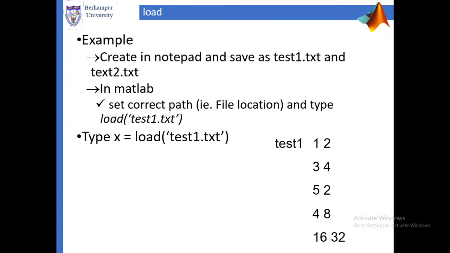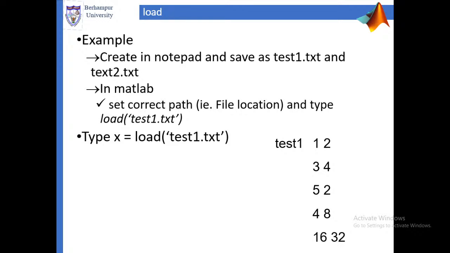where test1.txt is. Then we can write x is equal to load, within bracket, within circular bracket. Whenever I say within bracket, assume that it is a circular bracket. It will always mean circular bracket. Otherwise I will say square bracket or curly bracket. So load within bracket, within single quote mark, test1.txt.